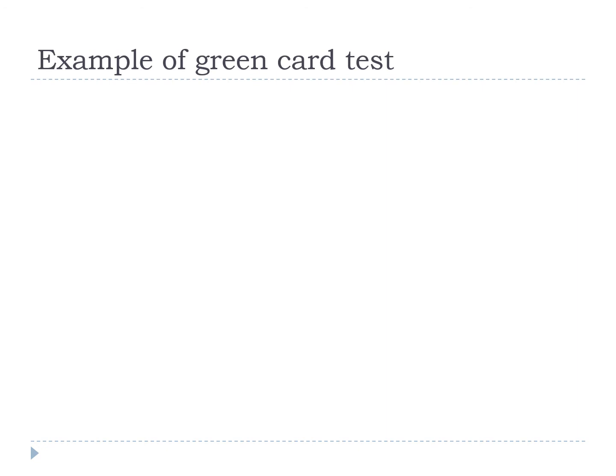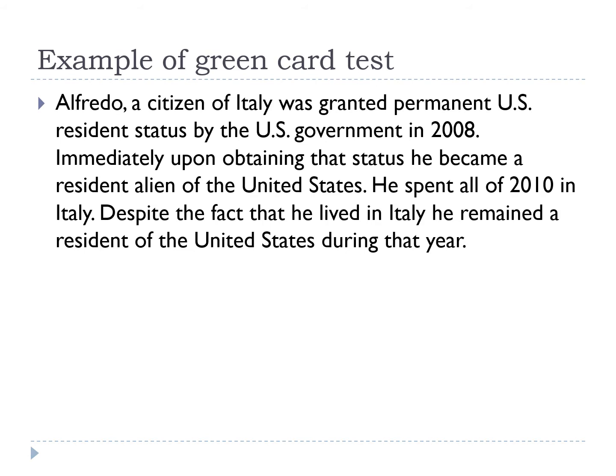Here's an example of the green card test. Alfredo, a citizen of Italy, was granted permanent U.S. resident status by the U.S. government in 2008. Immediately upon obtaining that status, he became a resident alien of the United States. He spent all of 2010 in Italy. Despite the fact that he lived in Italy, he remained a resident of the United States during that year.